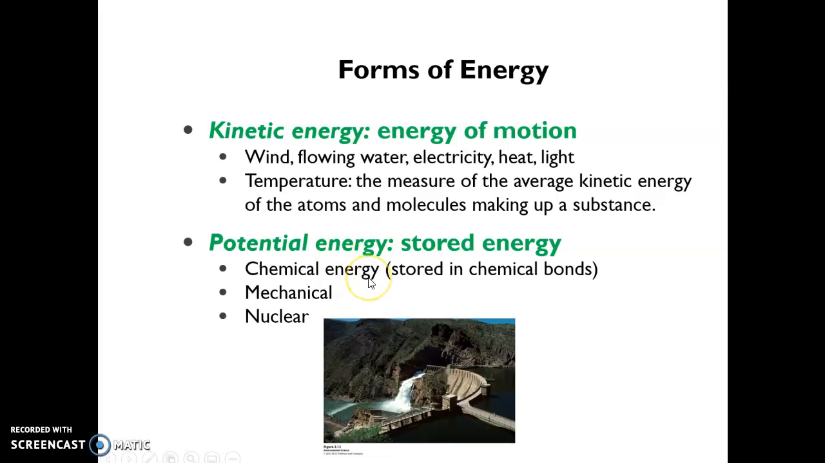When those bonds are broken in the process of respiration, energy is released. Another form of chemical energy that's important would be, for example, a battery. So in a battery, chemical energy is stored and can be released over time.